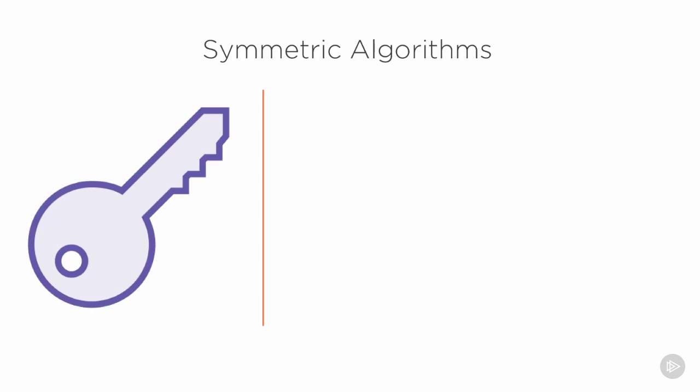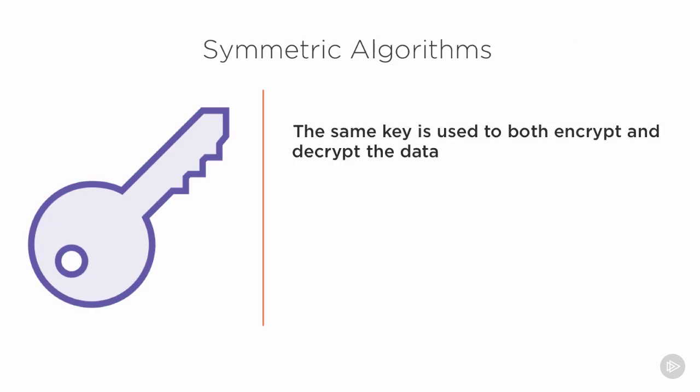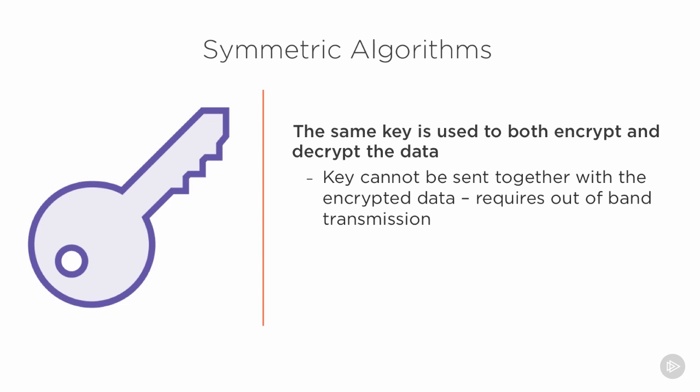Symmetric algorithms, as we've looked at, are dependent on the same key being used in both the encryption and in the decryption process. As we saw, the key cannot be sent together with the encrypted data, because the man in the middle would then have the key and the data. So we would often have to depend on something like out-of-band communications. Symmetric algorithms are fast, and they provide excellent confidentiality.